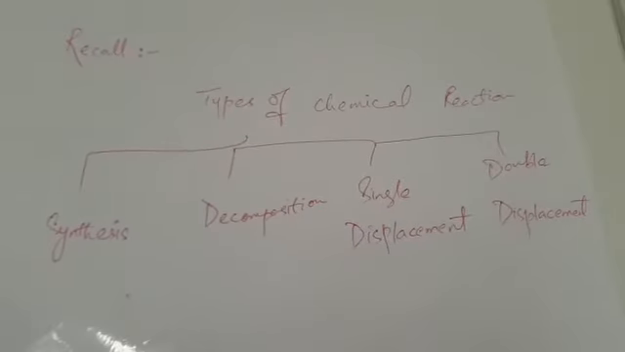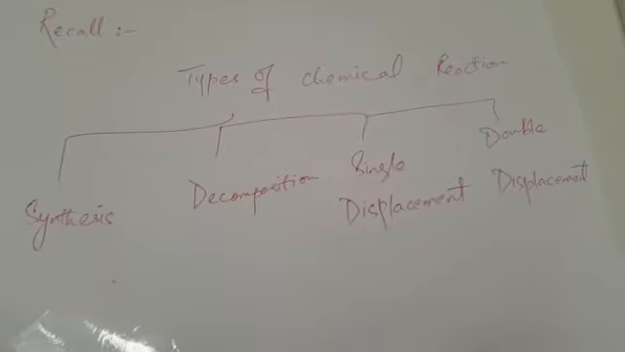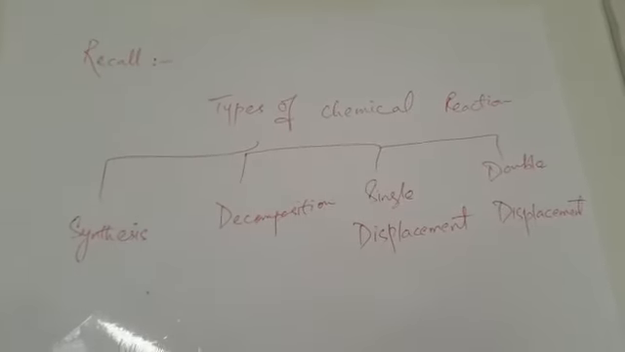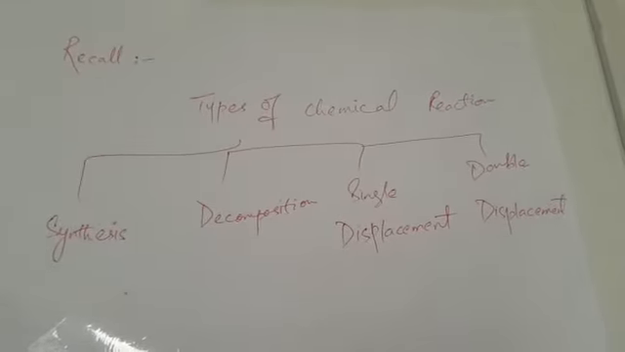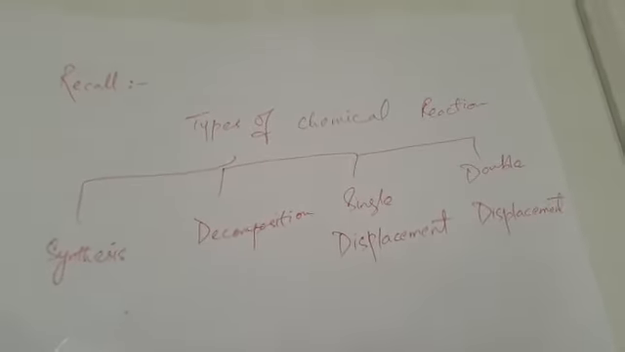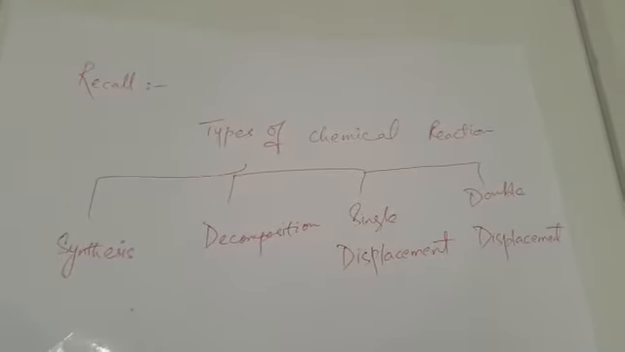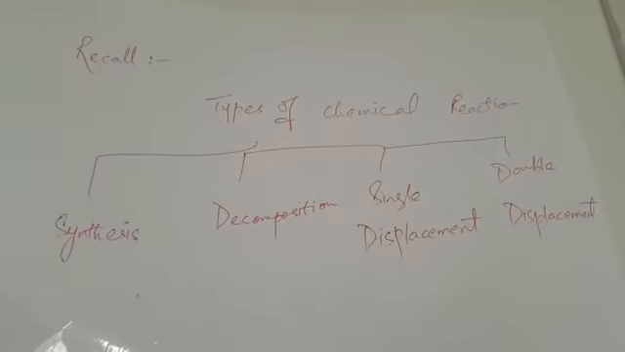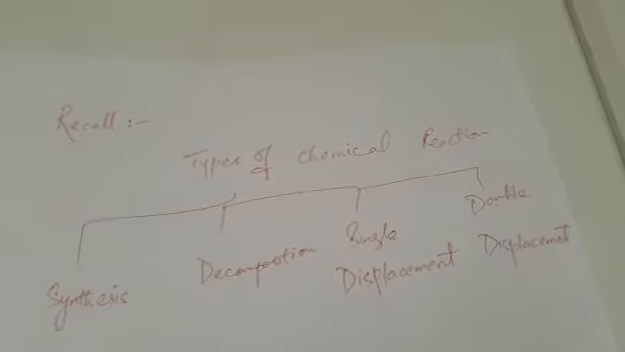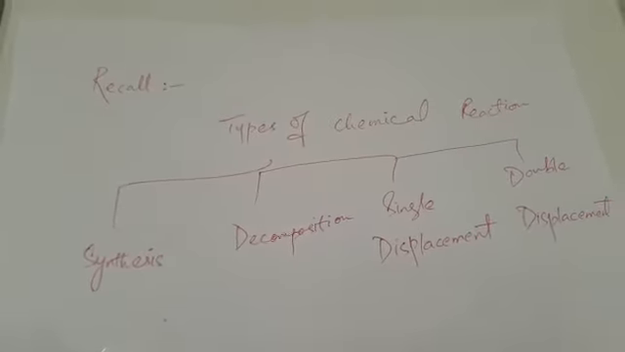Firstly, we need to recall the types of chemical reaction we already discussed. We discussed four types of chemical reaction, and we did the worksheet also in the first week, which included synthesis, decomposition, single and double displacement. As a quick review, synthesis means making something, decomposition means breaking something, single and double displacement means replacing. Single, one element replacing another, double, two elements replacing another.